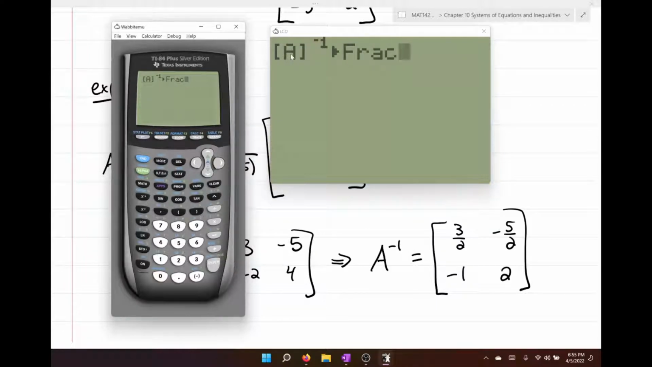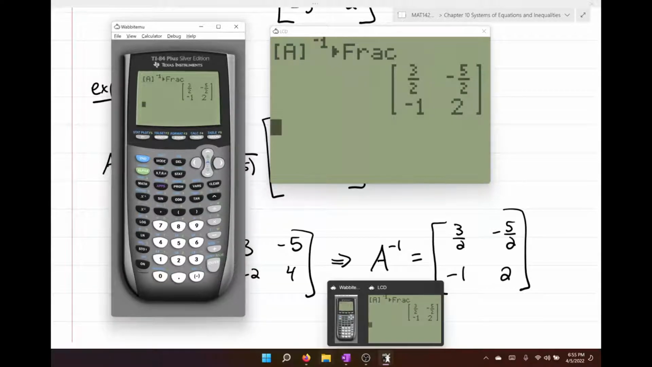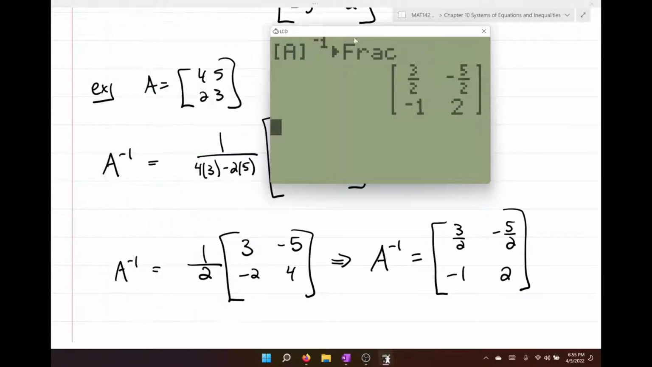Your screen should look like this. And when you hit enter again, it's going to give it to you in fraction form, which is perfect. That's exactly what you wanted. All right. But now the question becomes, what if you don't have a 2 by 2 matrix? Is there quite possibly another way that you can do this? All right. And the answer is absolutely. Okay. So let me get rid of my calculator here.